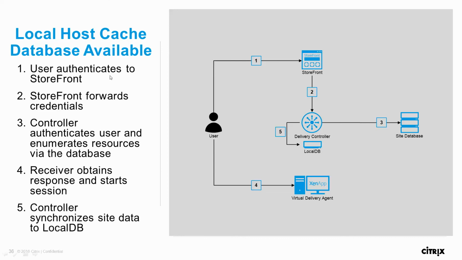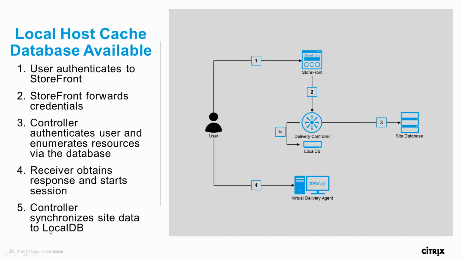The user authenticates to StoreFront normally. So StoreFront will present the username and password. StoreFront forwards the credentials to the delivery controller, and the delivery controller authenticates the user and enumerates the resources via the database. That means the user's properties and application information, everything, is taken from the site database. Then the fourth step: on the end user machine we have Receiver, which obtains the response to start the session with the VDA machine.